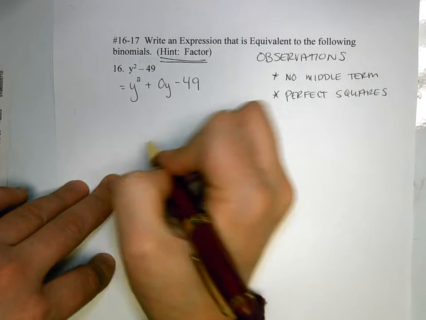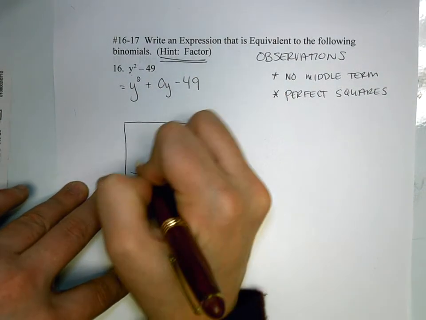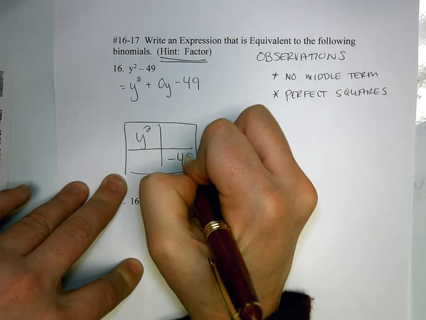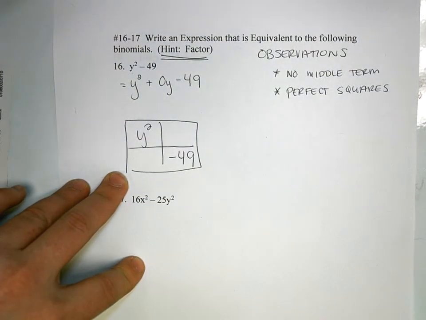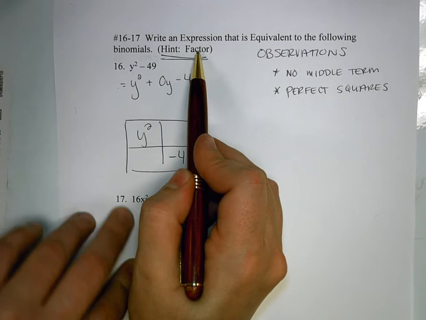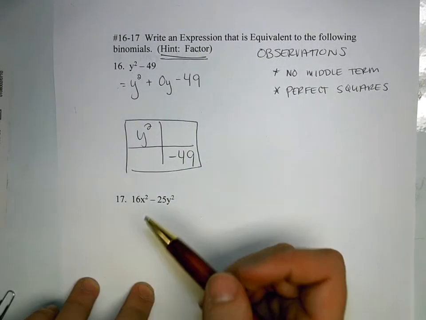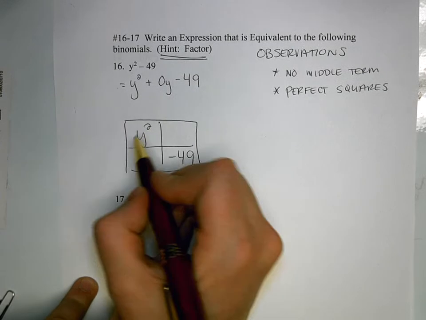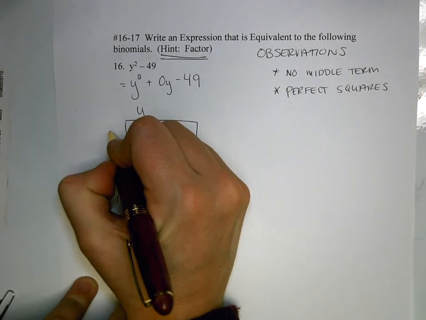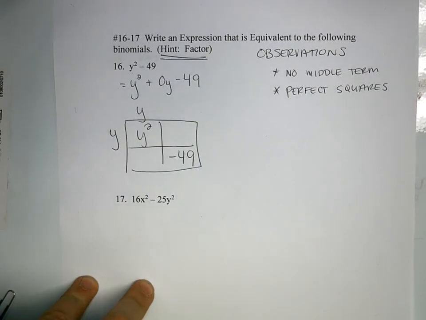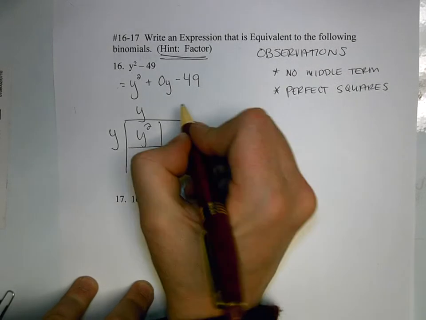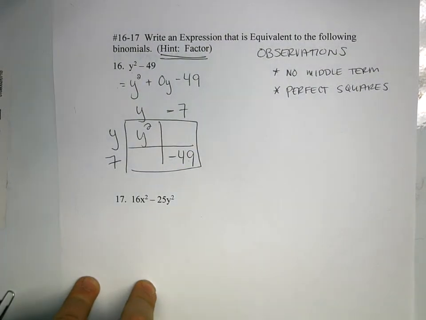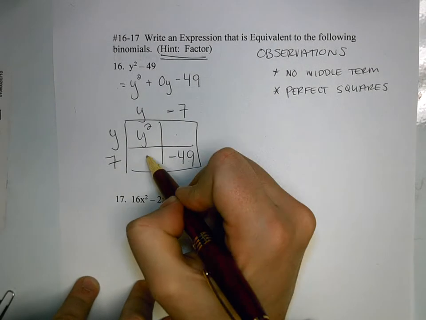So you can use the area model to solve, and you would put your y squared here, your negative 49y here. Because these are areas and I'm factoring, in order to factor, I'm working from my area back to my base and my height. The only things that I'm going to multiply to get y squared are y times y. To get negative 49, I'm going to get negative 7 and positive 7. And then I can check to make sure that my diagonals add up to 0y.